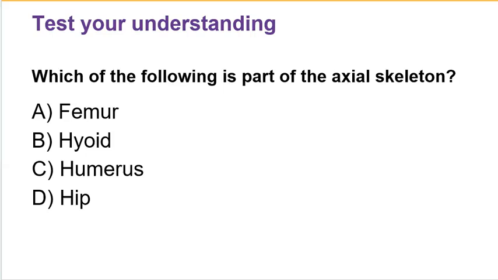Let's finish this part with one question. Do you remember which of the following is part of the axial skeleton? Hopefully you know the correct answer. Just a quick review: the axial skeleton is the part making our skull, our rib cage, and also our vertebral column. And the appendicular skeleton is the part found in our upper limb, lower limb, and the bones connecting our lower limb and upper limb to the axial skeleton.